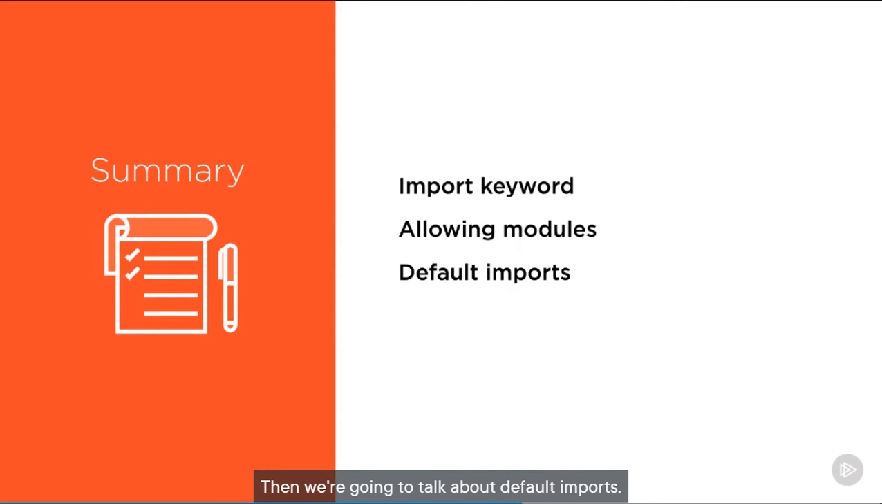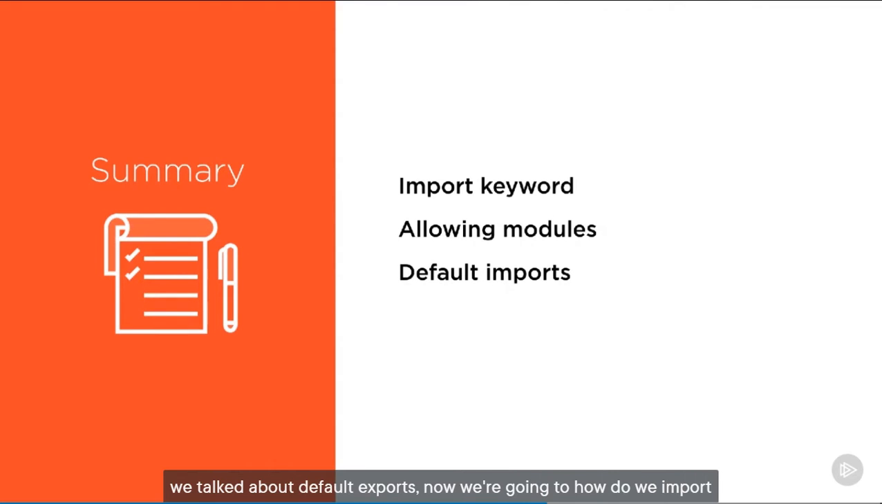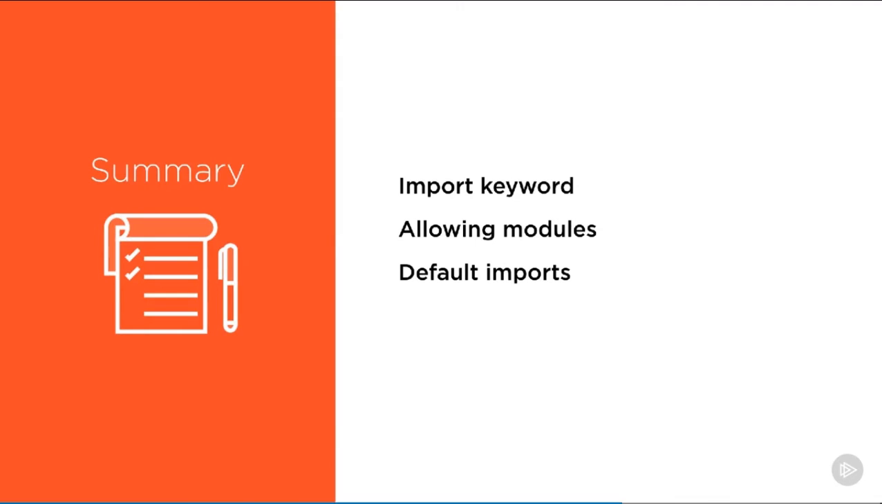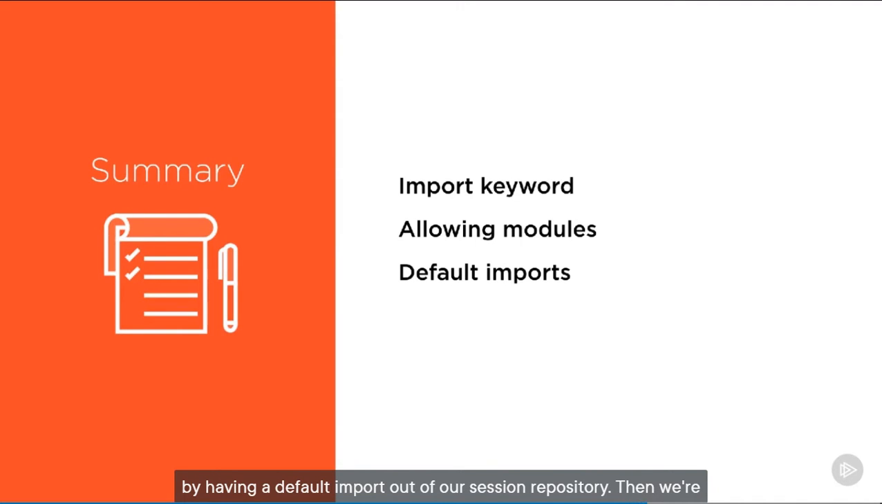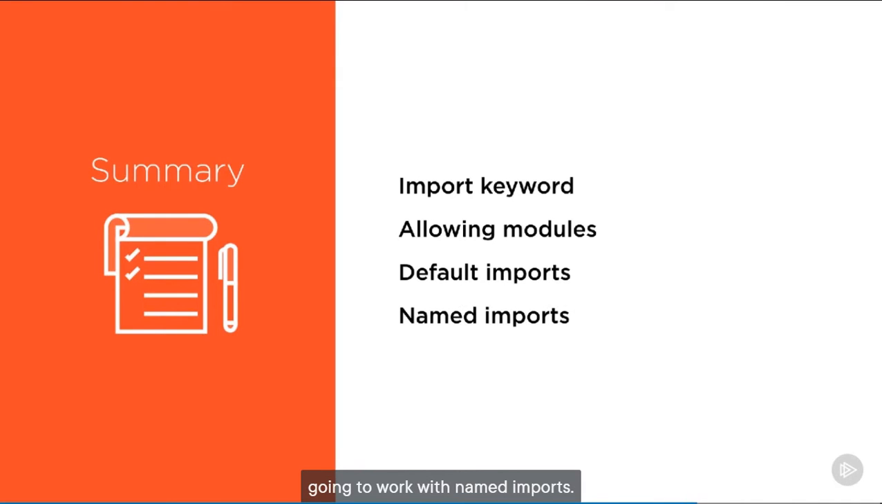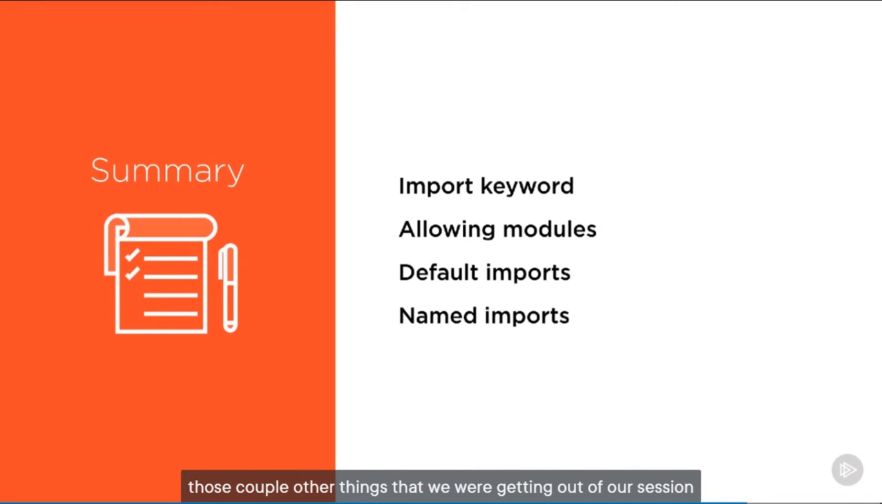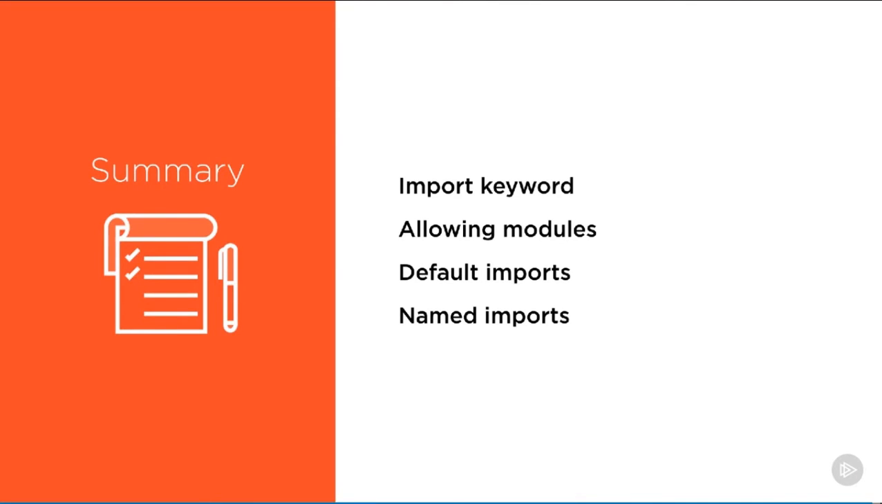Then we're going to talk about default imports. In the last module, we talked about default exports. Now how do we import those items into our code? And we're going to make our code work again by having a default import out of our session repository. Then we're going to work with named imports. So when we were doing named exports, now we're going to import those couple other things that we were getting out of our session repository, and we'll pull those things out. Okay, now that we've got this laid out, let's go look at how to turn this thing on.